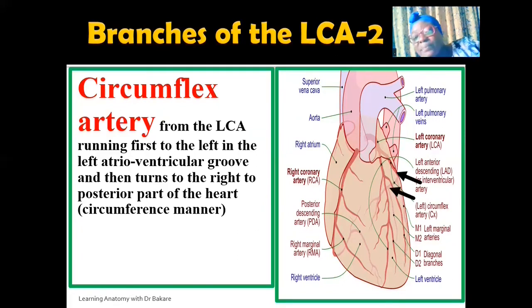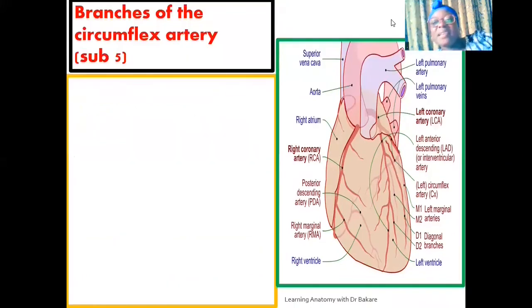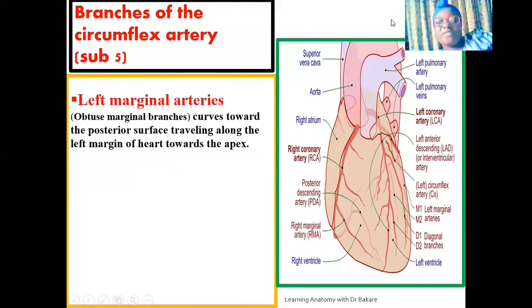And this is it at the posterior part of the heart. You can see it tailing towards the posterior region of the heart. Where it supplies is the left atrium and the posterolateral wall of the left ventricle. So let's see the branches that it gives off to supply this region. The first one, we have the left marginal arteries. This is one of the left marginal arteries here, arrowed in black, and it runs in an obtuse pattern.